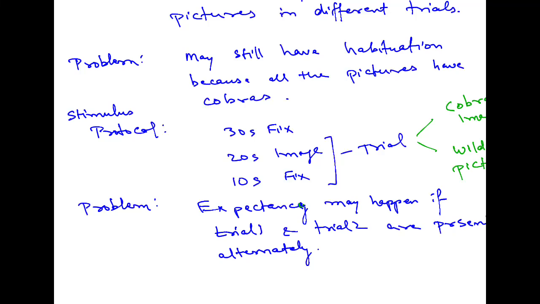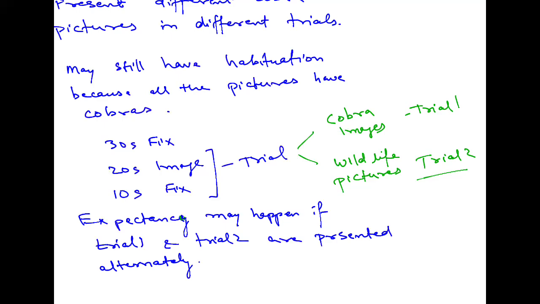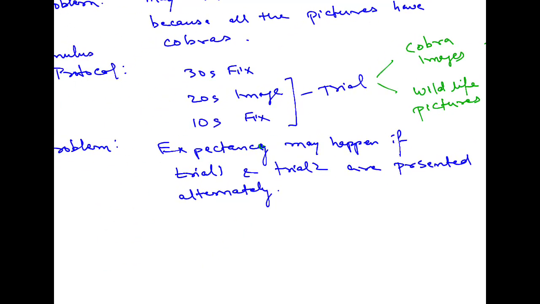There is one cause of expectancy when you present these cobra and wildlife images alternatively in one trial. So, for example, you can have trial 1, then you do trial 2, then you do trial 1, then you do trial 2, right? So this is cobra, this is wildlife, this is cobra, this is wildlife, right? Then they will begin to expect. After they've seen the cobra image, fixation comes, and next time they will expect a wildlife image. So that is one cause of expectancy.